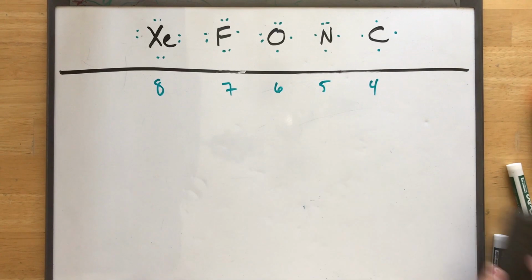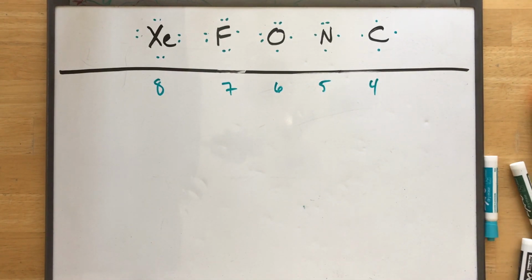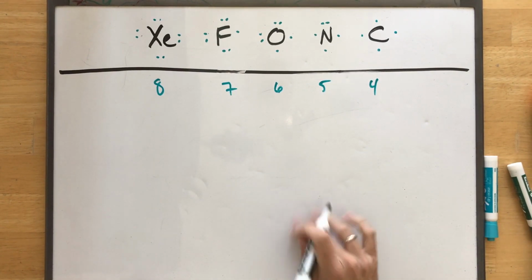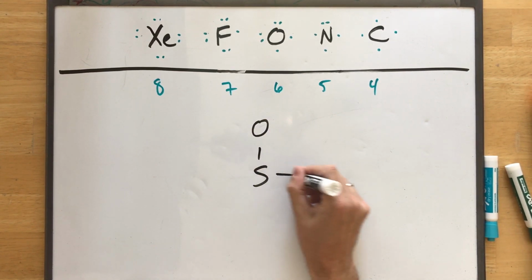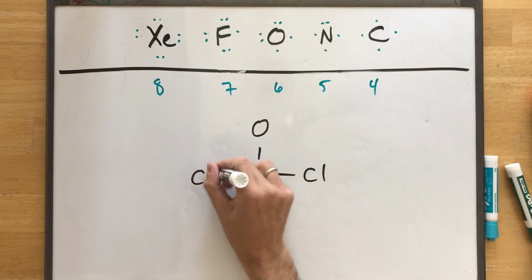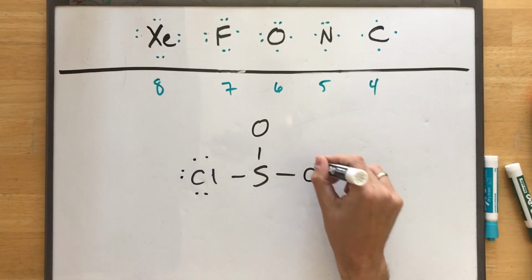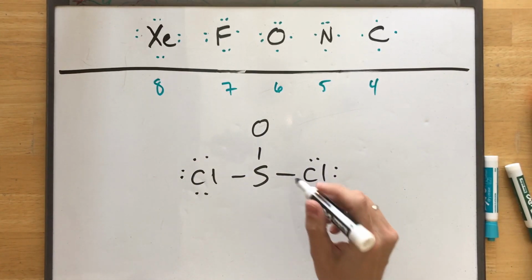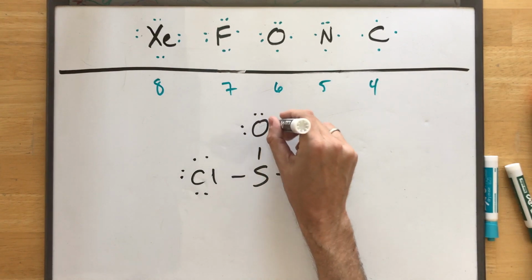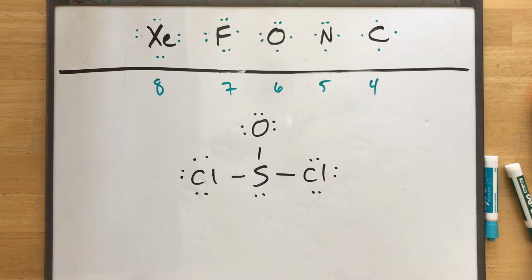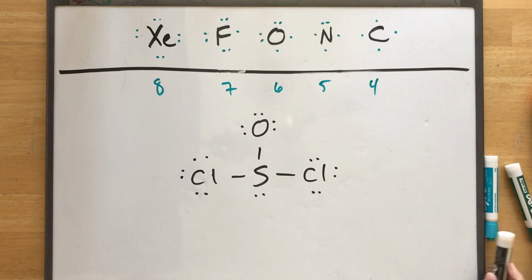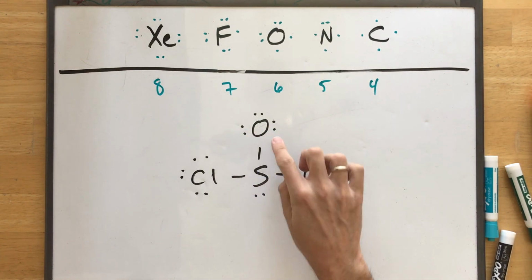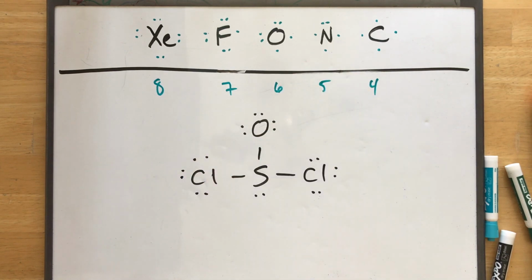Let's look at another one. Let's do SOCl2. Like I said, I'm not going to worry about how to build this from a formula; we're just going to put these on here. Let's look at this structure. The only one I have drawn on here right now is the oxygen. All these other ones aren't on there.